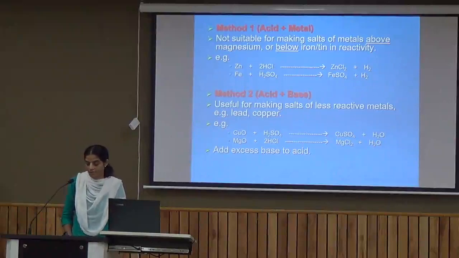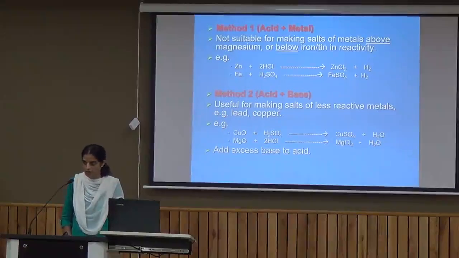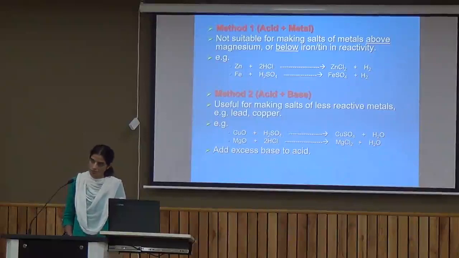Then the reaction of acid and base, again they have given two examples: copper oxide and sulfuric acid forming copper sulfate, that is a salt. Magnesium oxide reacting with hydrochloric acid forming magnesium chloride, which is again a salt. So here they have given examples of two categories, metal with acid and acid with base. In both cases, salt is one of the common products.